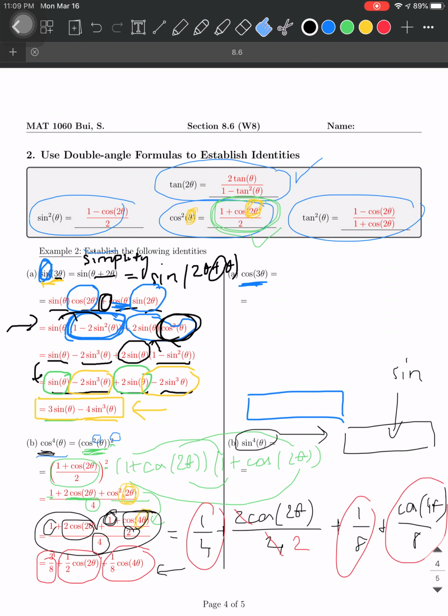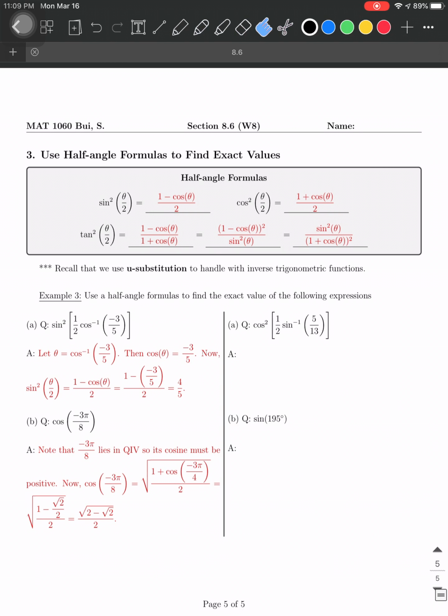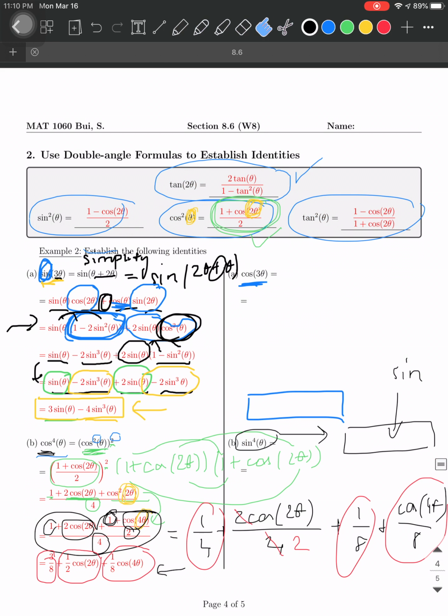And now let's move on to the next topic, which is the last topic of the day also. So what do we do with this one? We're going to have half angle, okay? So remember the last formula that we have? The one that I told you guys to learn, but not to memorize? This formula in here, this formula in here, and this formula in here.